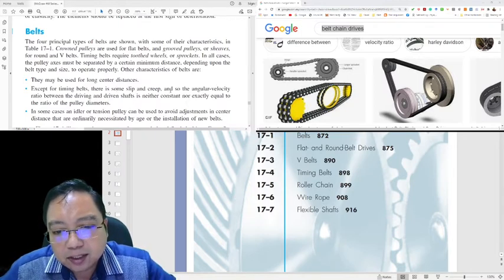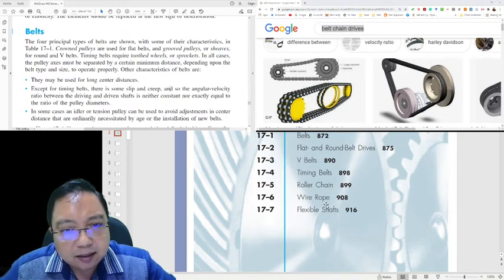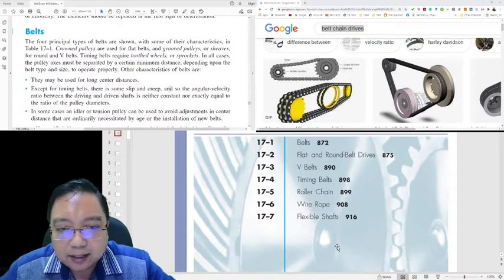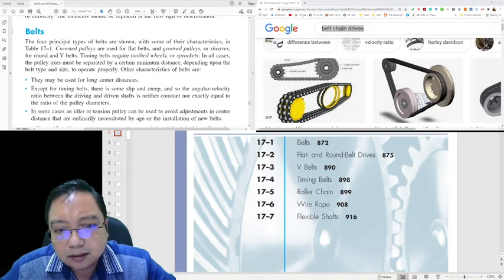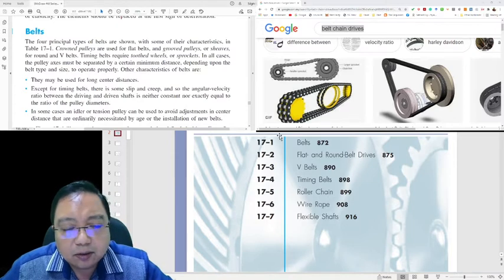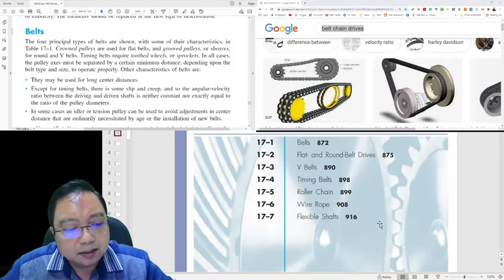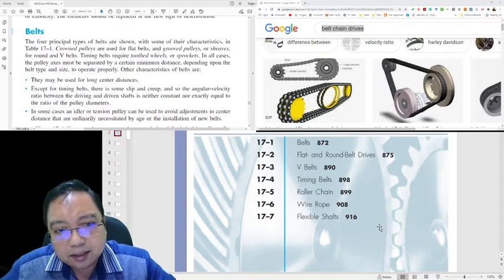I will switch between Microsoft PowerPoint, the textbook PDF, and also Google Images, so that you can understand. Let's go to the PowerPoint first. This is all the subject that we will cover: belting, flat and round belt drive, V belts, timing belts, roller chain, wire rope, and flexible shaft. This is all the subject that we will cover in chapter 17.